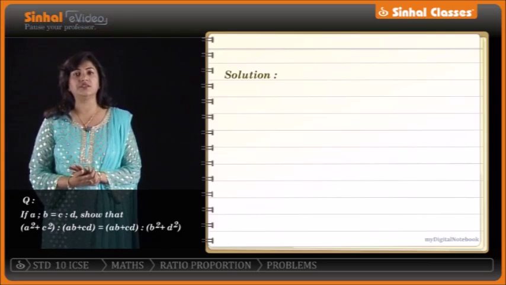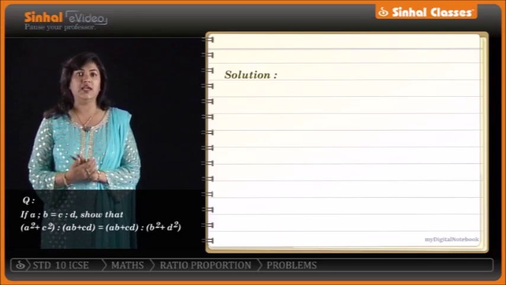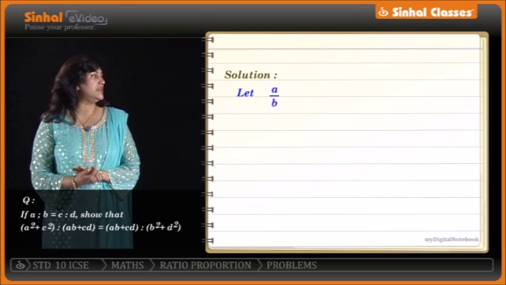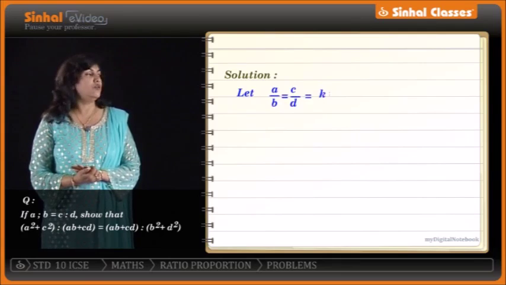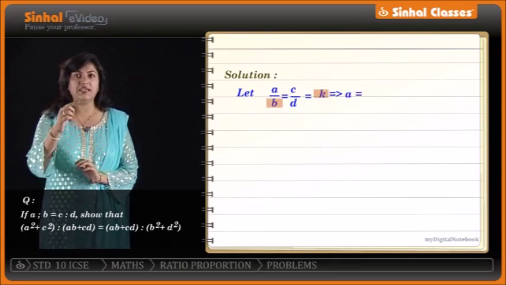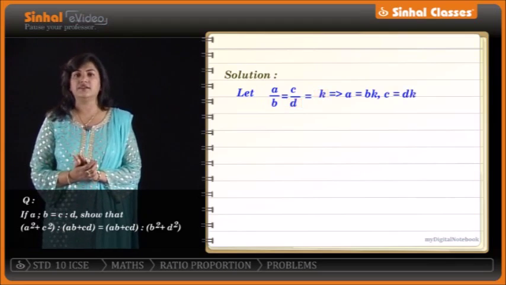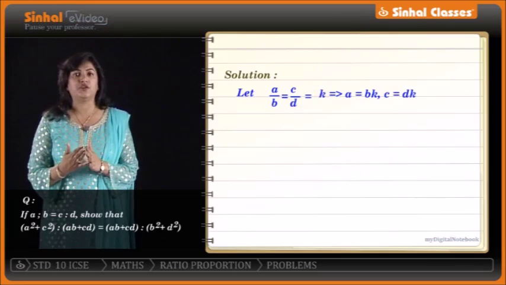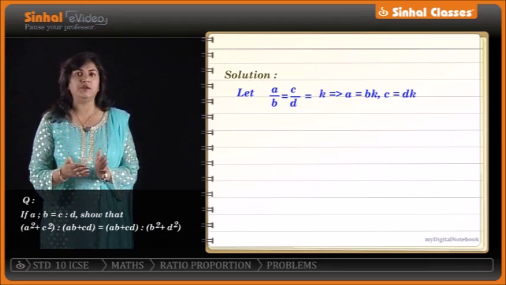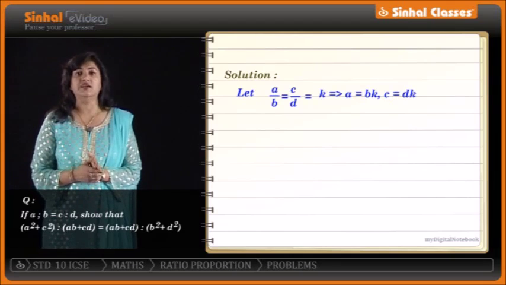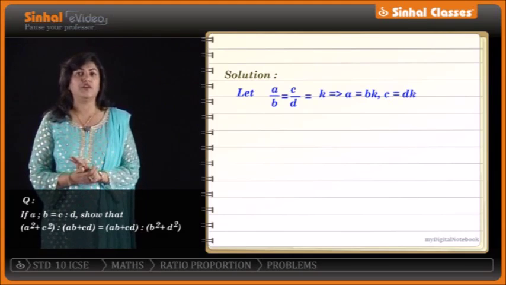Always we are going to do this. Whenever we have numbers in proportion, we will take it as a constant k. That is, we have a by b is equal to c by d is equal to k. Now a is equal to bk, c is equal to dk. What we are doing here is we will try and get rid of two variables. That is, we are writing a in terms of b and c in terms of d. So instead of 4 variables, we will be just left with 2 variables.